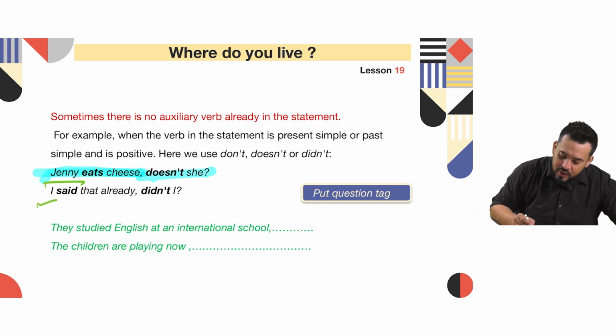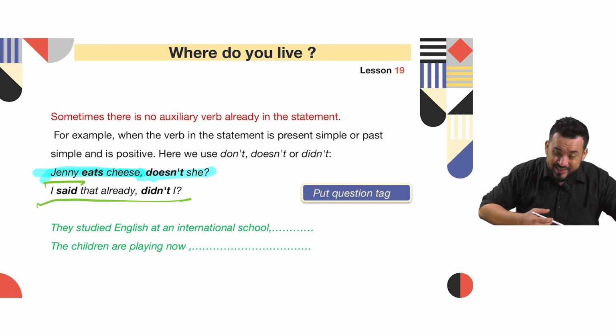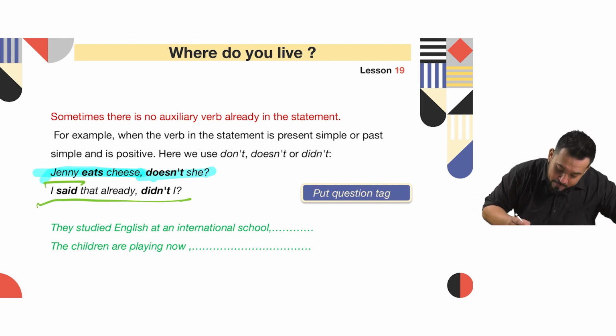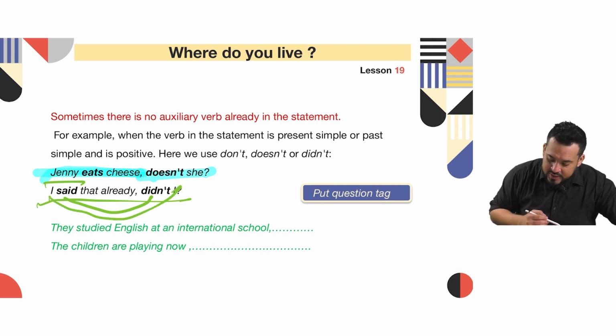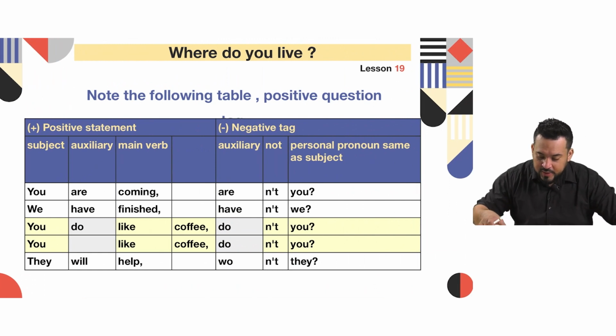So let's take a look at the next one. I said that already, didn't I? I said is the past, so we use didn't, negative with the auxiliary, I stays I. Okay, let's take a look at the following table. You are coming, aren't you? We have finished, haven't we? You do like coffee, don't you? Okay, this is weird. This is just for explanation purposes, but normally we don't say you do like coffee. We just say you like coffee, don't you?